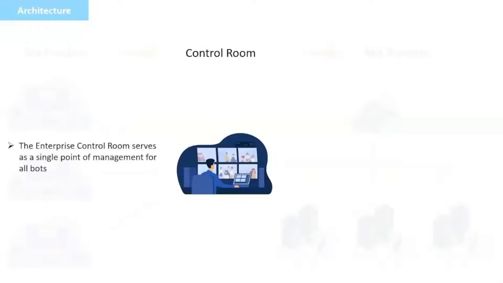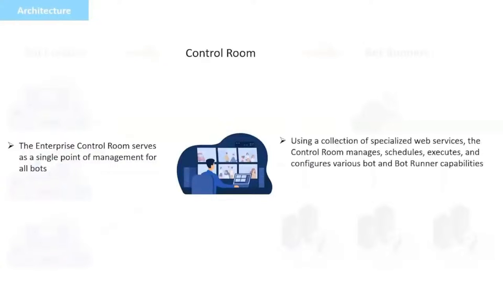Control room. The Enterprise Control Room serves as a single point of management for all bots. Enterprise Control Room is placed on a server in the data center and configured to work with the other data center components. A reverse proxy is in charge of listening for requests for remote connections and sending them to the appropriate specialized service. Using a collection of specialized web servers, the Enterprise Control Room manages, schedules, executes, and configures various bots and bot runner capabilities.